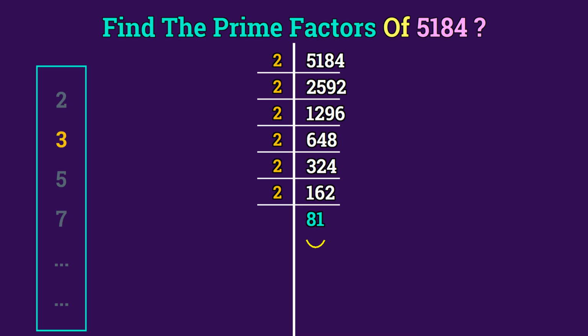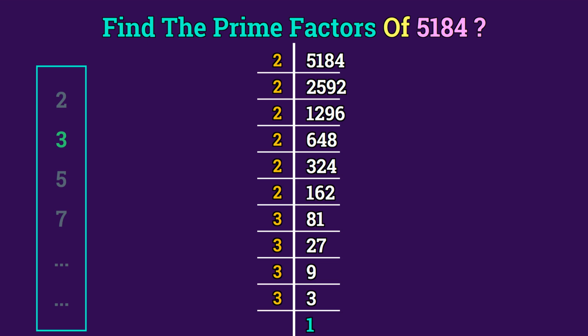Dividing 81 by 3, which equals 27. So 81 divided by 3 equals 27. Dividing 27 by 3, which equals 9. So 27 divided by 3 equals 9. Dividing 9 by 3, which equals 3. So 9 divided by 3 equals 3. Dividing 3 by 3, which equals 1. So 3 divided by 3 equals 1.